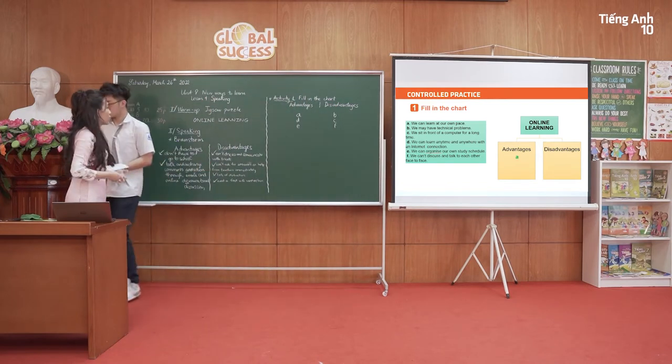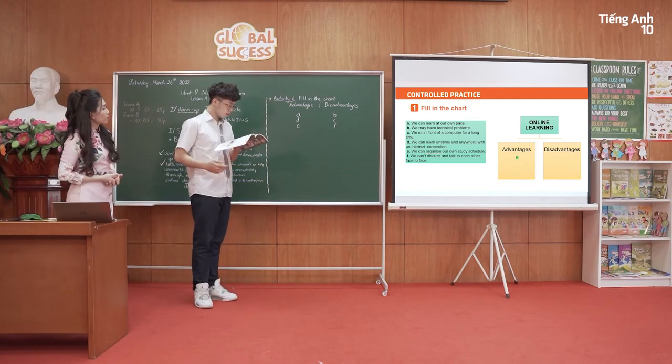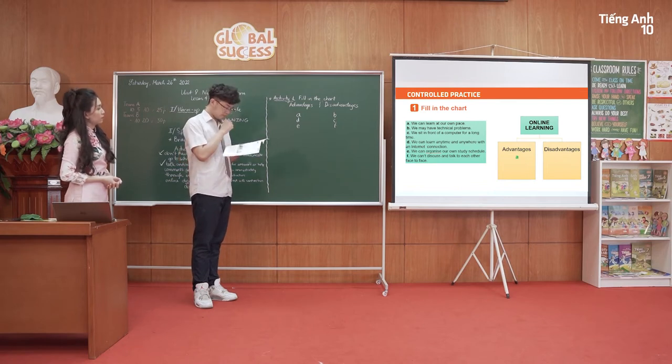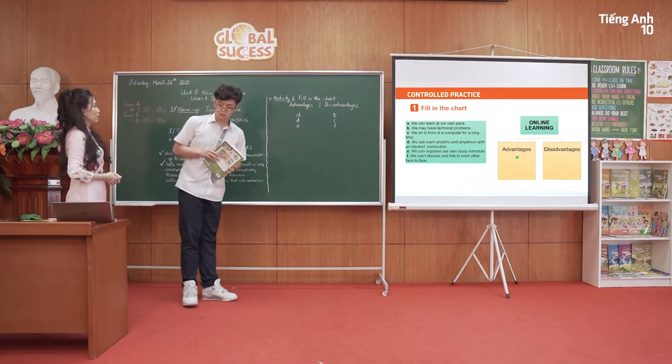Okay. Can you please read it out loud again? The advantages would be A, we can learn at our own pace. D, we can learn anytime and anywhere with an internet connection. And E, we can organize our own study schedule. And the disadvantages would be B, C, and F. B, we may have technical problems. C, we sit in front of a computer for a long time. And F, we can't discuss or talk to each other face to face. Okay, thank you.